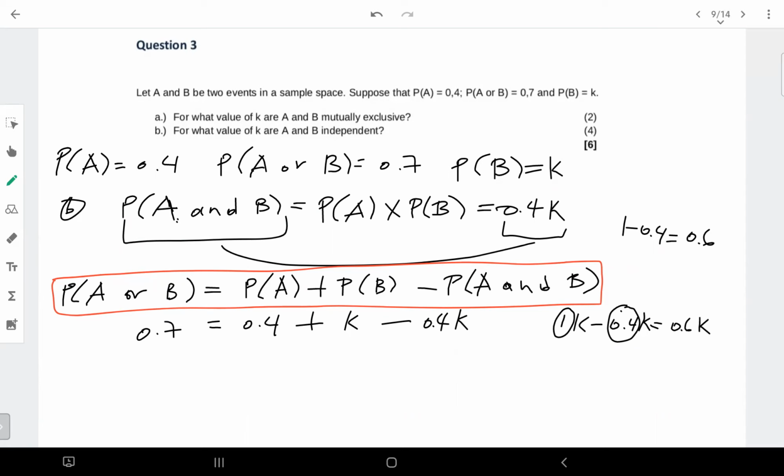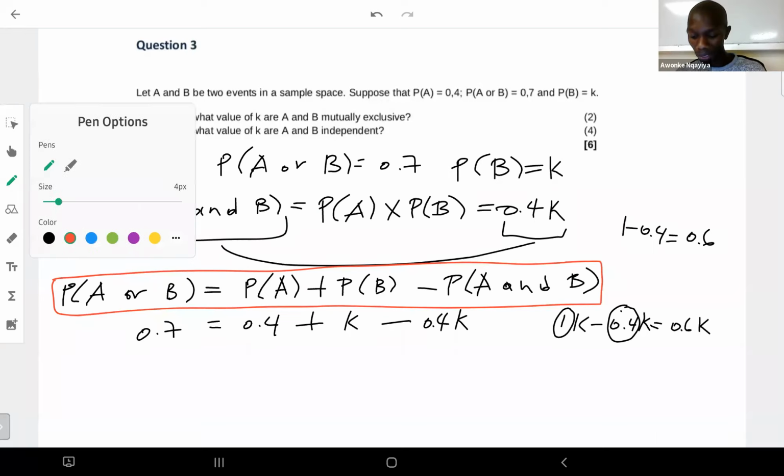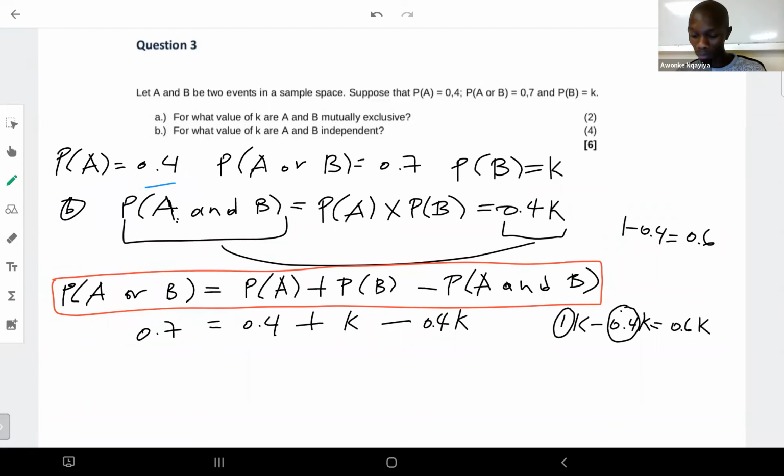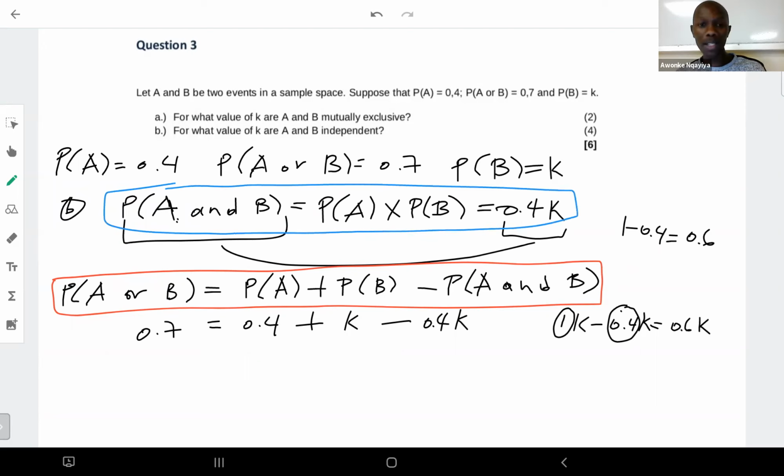Now, we dealt with the first part, the one that I am highlighting with blue over there. There we were working with the given information, which is that these two events are independent. We were trying to understand what it means for two events to be independent. We said that the probability of A and B has to be equal to the probability of A multiplied by the probability of B. That is equal to 0.4, which is the probability of A, multiplied by K, which is the probability of B. And then we were done with that part, because that was about independent events.